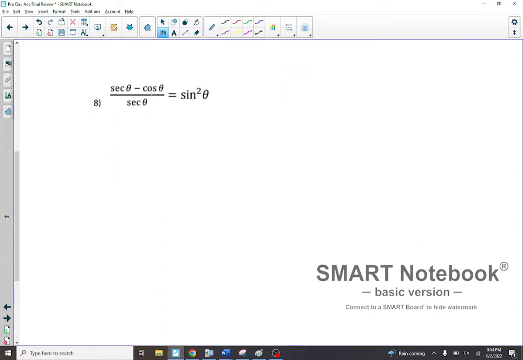This one, I always like to round or move down. Again, you don't really have a choice. You just have to look at the multiple choice and see if they make any errors. Secant minus cosine over secant is sine squared.